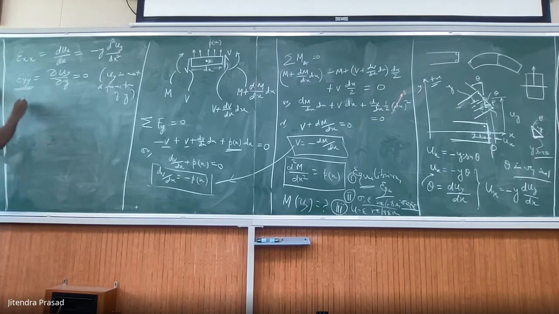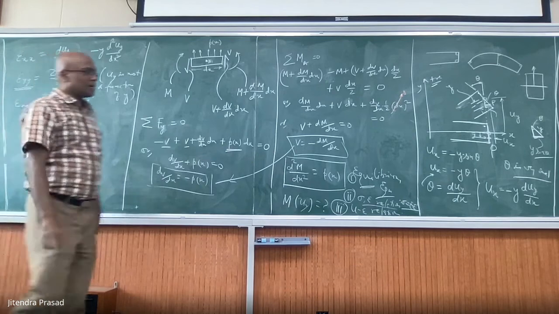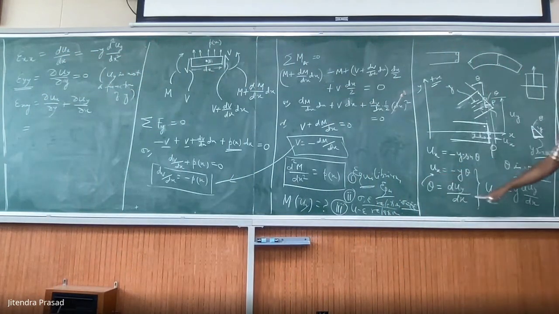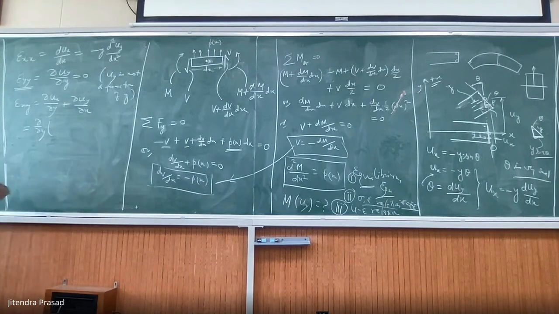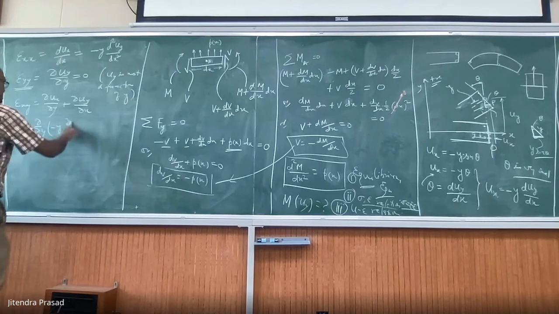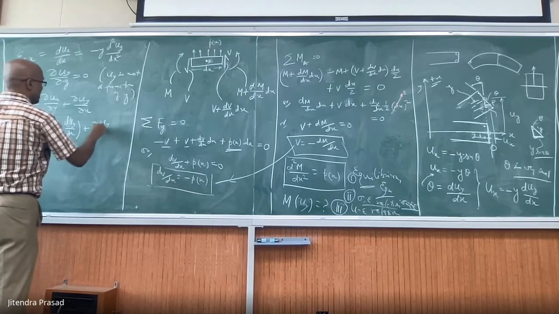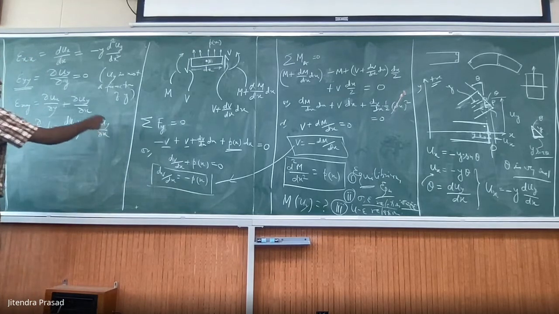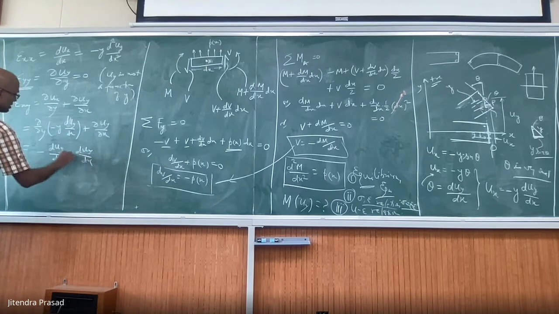Then what about the epsilon xy? You write del ux over del y plus del uy over del x, which is equal to, now del ux over del y, what will you get? You get minus duy over dx, plus del uy over dx. Since uy is a function of x only, the partial is actually the total derivative. So you get minus duy over dx plus duy over dx, which is equal to 0.